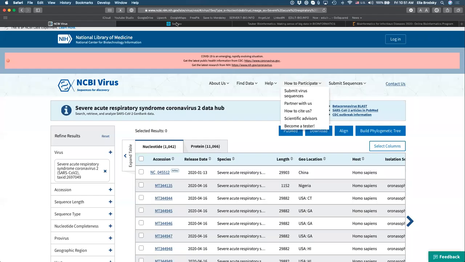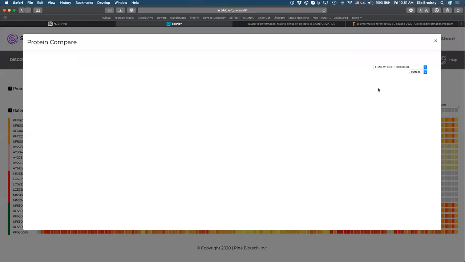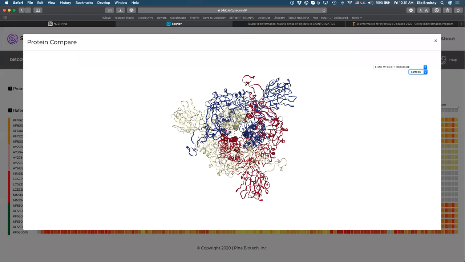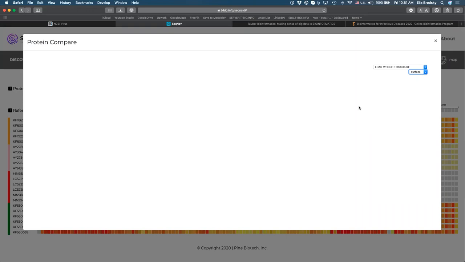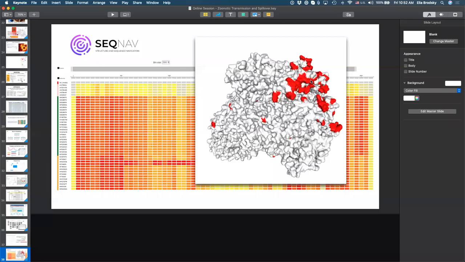If you go to protein compare, and this is going to take a little bit of time to load, so I'm going to let it load. But here you will be able to see the spike glycoprotein. And the spike glycoprotein, once you load the surface, you will be able to appreciate the differences specifically coming from the different mutations and understand what some of these domains are, right? So where are these differences actually found? So let's take a look.